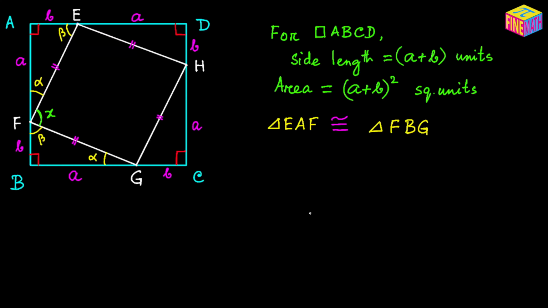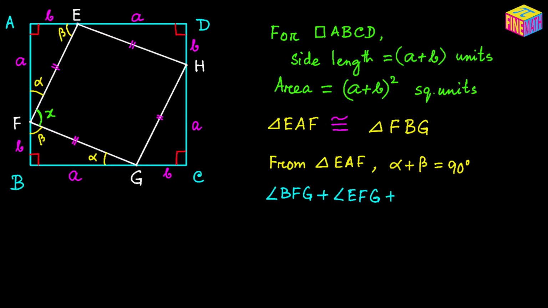Then what can we say? From the triangle EAF, we can say alpha plus beta is equal to 90 degrees because the other angle is 90 degrees, and we know that the sum of the three interior angles of a triangle is equal to 180 degrees, and because each of those triangles is a right triangle, obviously alpha plus beta will be the remaining 90 degrees. So from this triangle we can say that alpha plus beta is equal to 90 degrees. Now if you think about these three angles right here, so first let me write down the angle names. We are talking about these three angles, angle BFG plus angle EFG plus angle EFA.